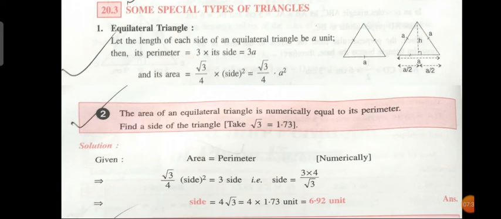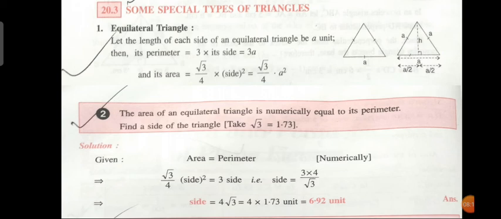If we let one side of the equilateral triangle's length be a centimeter, then its perimeter is 3 into its side, that is 3a. So for finding the perimeter, the equation is 3a, and to find the area, it is root 3 by 4 into side square. Side here is a, so root 3 by 4 a square is the area.